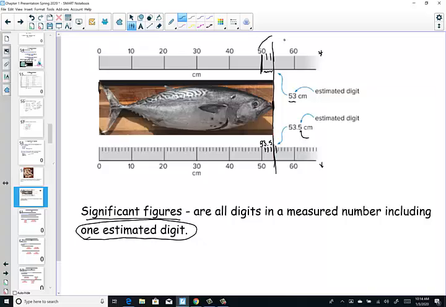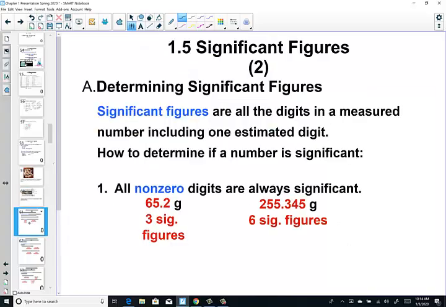If my instrument had whole numbers, I was able to put in the 53 as the estimation. If my ruler stick here is giving me decimal points or units after the 50, I'm going to estimate 1 unit past the degree from the instrument. The term significant figures is what we're discussing. These significant figures are all the digits in a measured number, including 1 estimated digit.